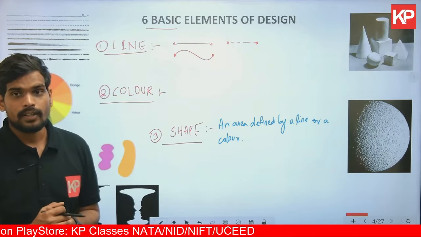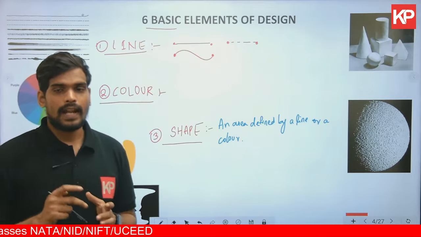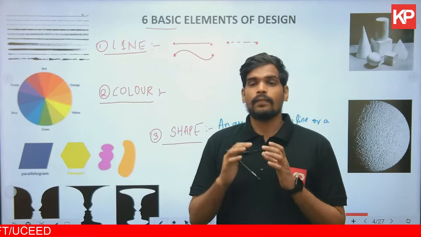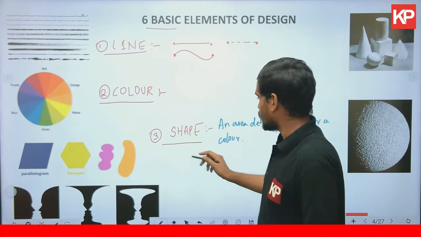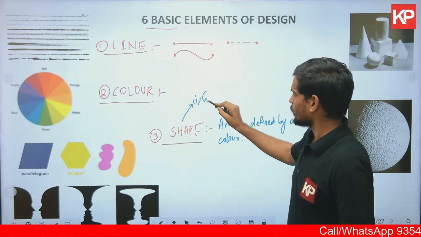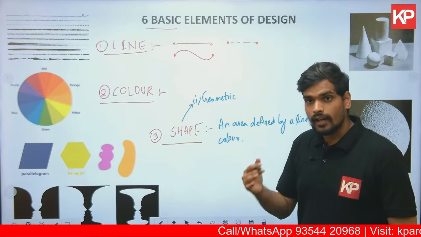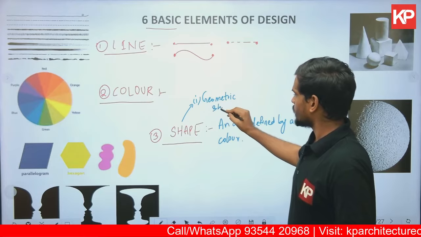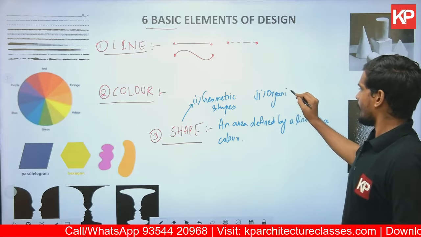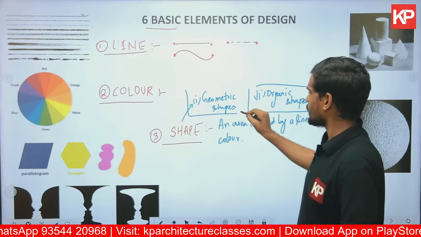Now one important point to be understood with respect to shape is there are two types of shapes in design. You can have geometric and organic shapes. You can look into this diagram over here. The first two pictures, parallelogram and hexagon, are defined by geometry, right? So shapes are of two types. I'll write over here: first one is geometric shapes. Write a note of it. After the definition, write down shapes are of two types: geometric shapes and number two, organic shapes.